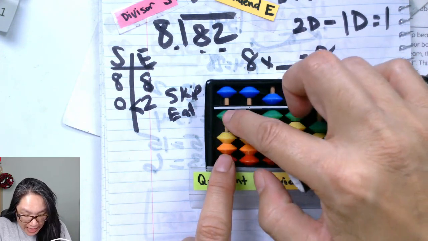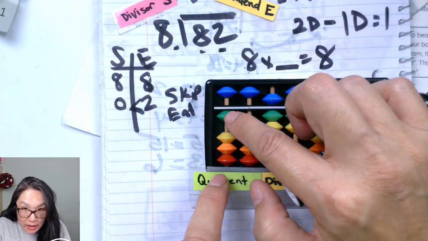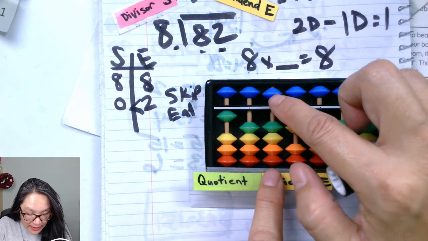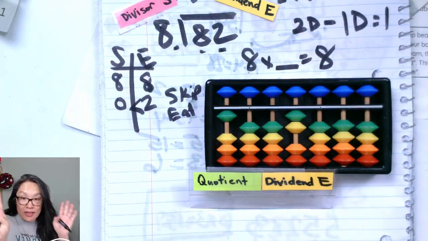1. So I'm going to add the 1. My quotient is 1. I'm going to add the 1 here. And then I'm going to take away the 8. And there I'm done. Am I done? No, I'm not done.